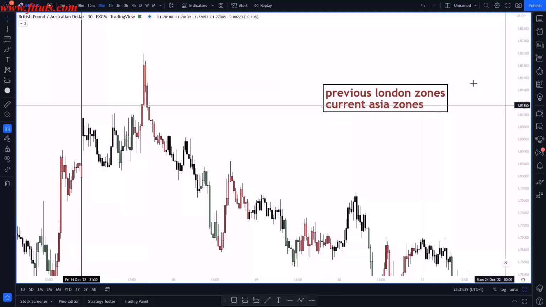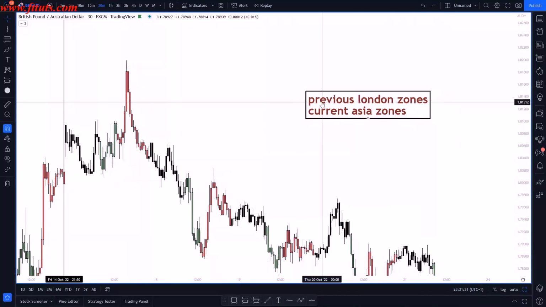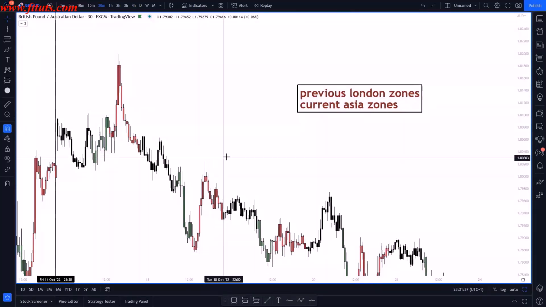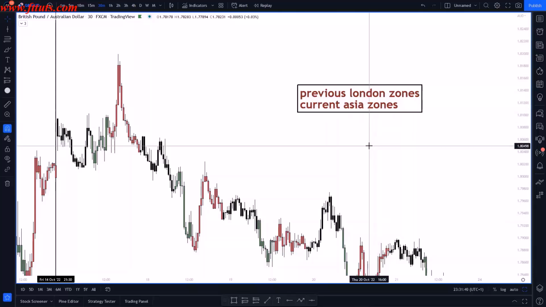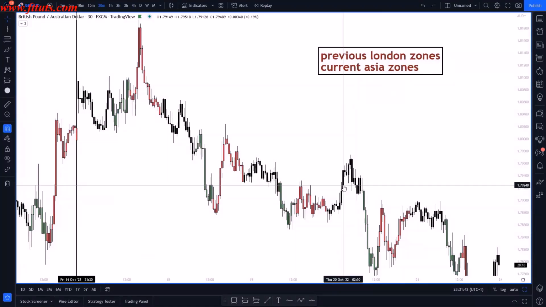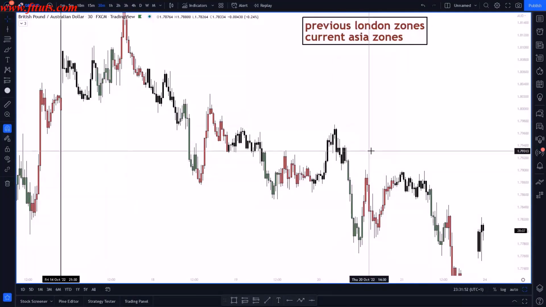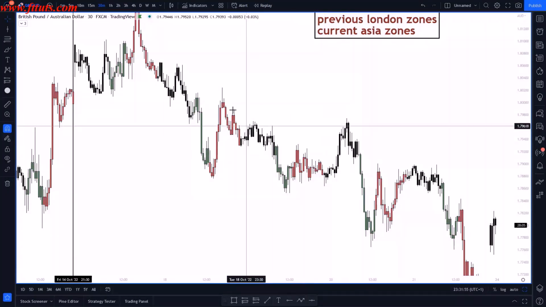You'll see right here, I've drawn it on. The banks use previous London zones. I'm going to show you all this in a second. So this is zones from the previous London sessions, and the current Asia zones. So that's the Asia session that London has just come out of. London comes after Asian session. The Asian session that London has just started from, that's the only Asia session which we'll get zones from. We don't want to be getting Asia zones from like 3 Asians ago.